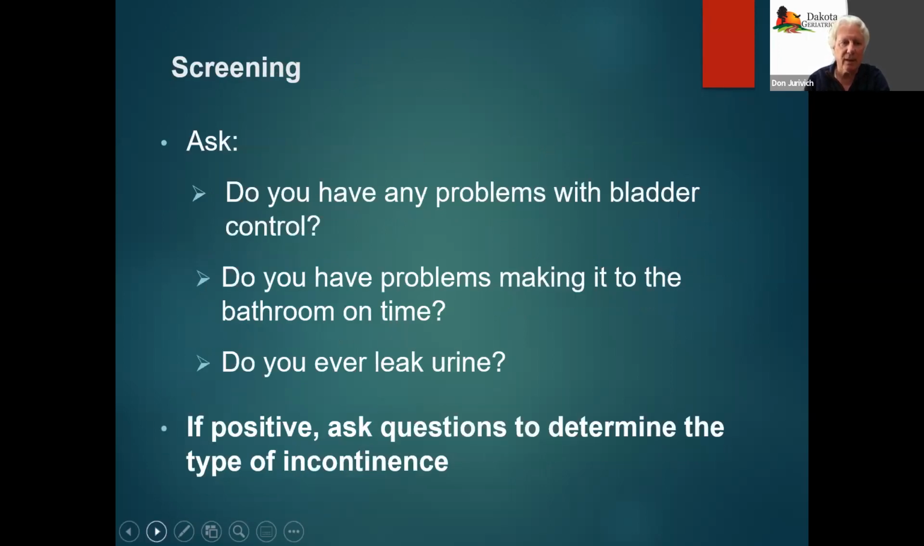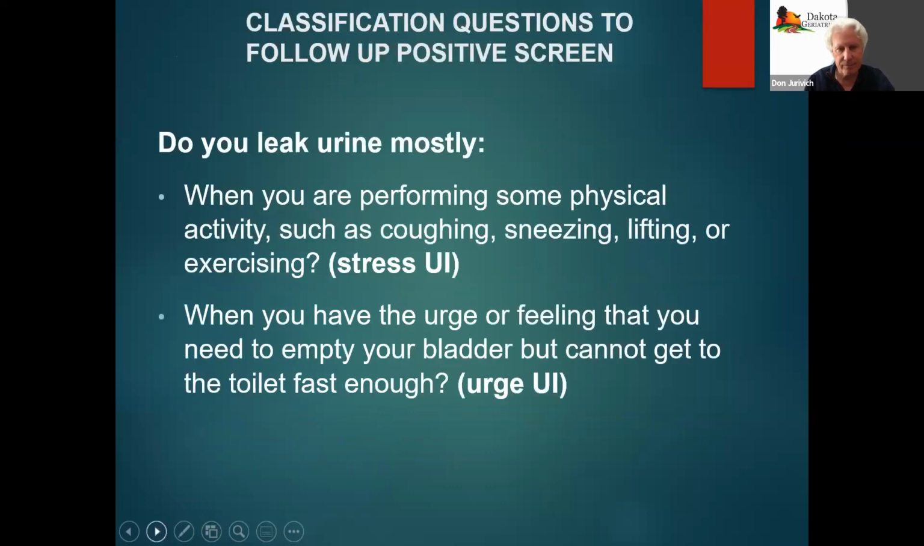So when you ask the patient, here's some questions here. Do you have any problems with bladder control? It's pretty non-threatening, non-embarrassing. So do you have any problems with bladder control, or do you always make it to the bathroom on time? And again, that urge incontinence is often associated with that suddenness of I gotta go, and it's like right now. And then finally, have you ever leaked urine? So those are the three questions for self-reporting of urinary incontinence. Okay, next slide, please.